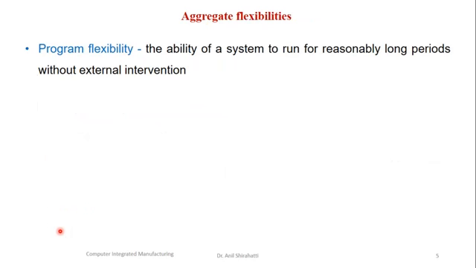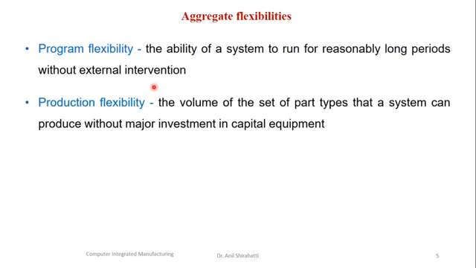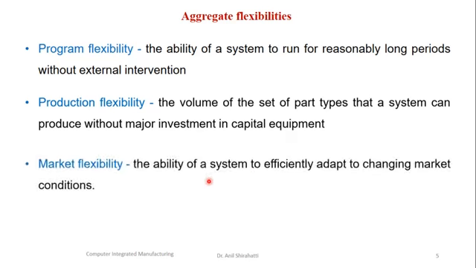Next is the aggregative flexibility. So first one is program flexibility, the ability of the system to run for a reasonably long period without external intervention. Next, production flexibility, the volume of the set of part types that a system can produce without major investment in capital equipment. Third, market flexibility, the ability of the system to efficiently adapt to change in the market condition. So these are all aggregative flexibility.